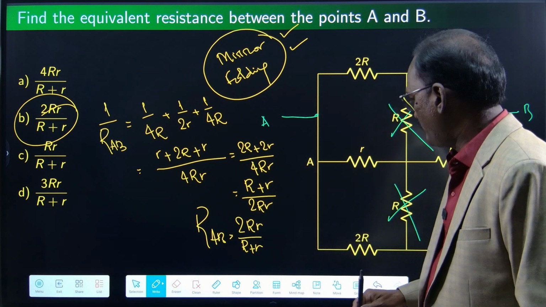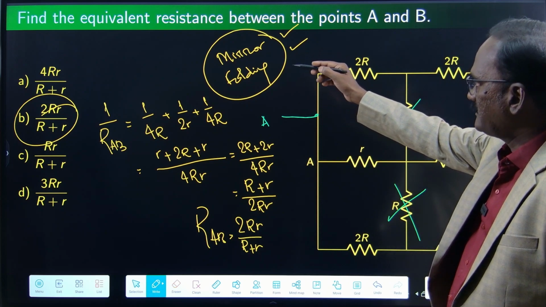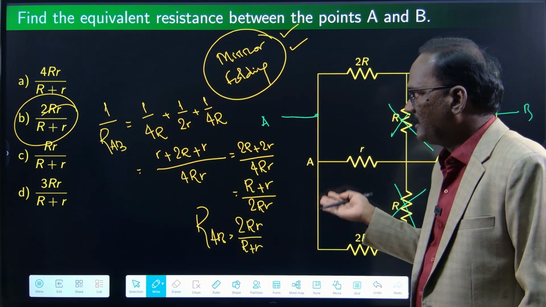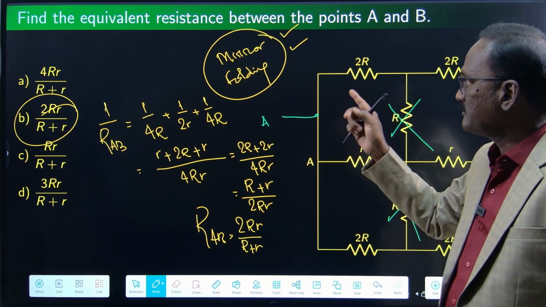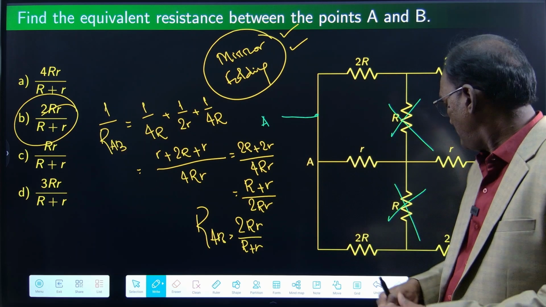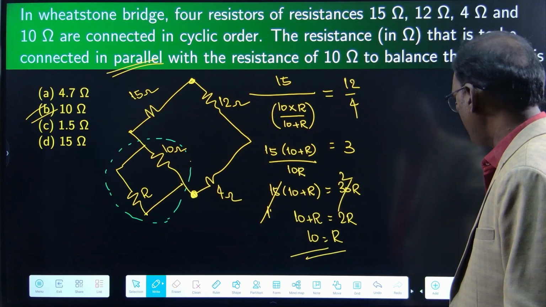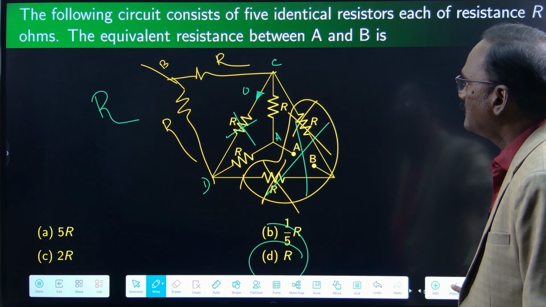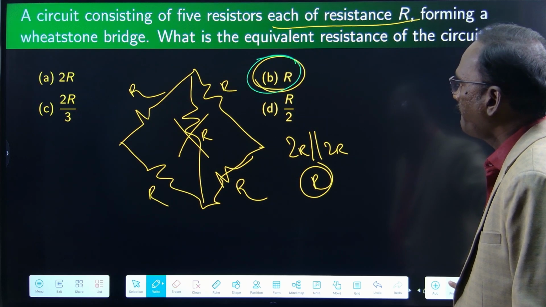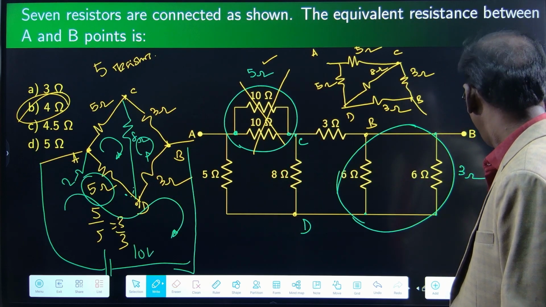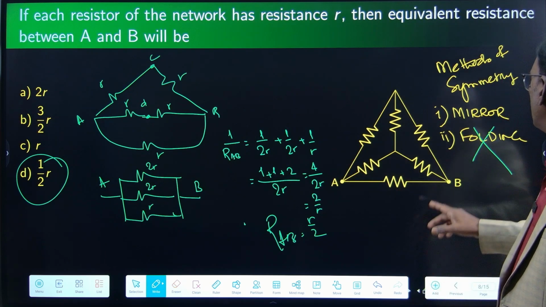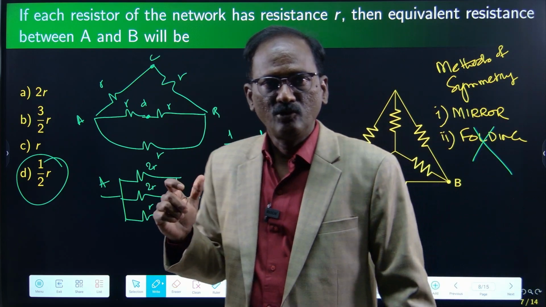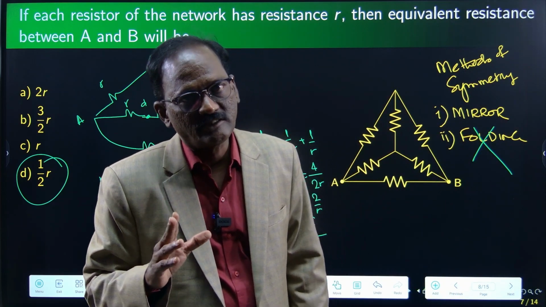Guys, this is the end of this video lecture. As I told, mirror symmetry is also possible for this problem. Folding symmetry is also possible for this problem. Already we had one problem where mirror symmetry is possible but folding symmetry is not possible. Where is it? Yes, this one. To have some idea about mirror symmetry and folding symmetry, you go and watch that video also.